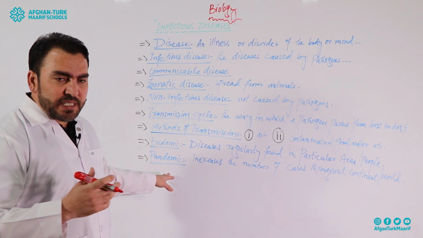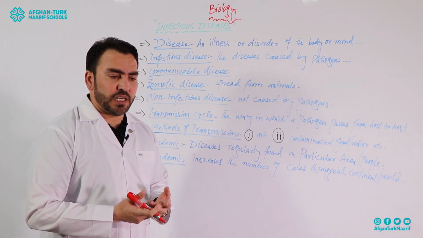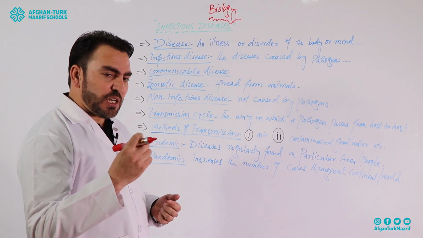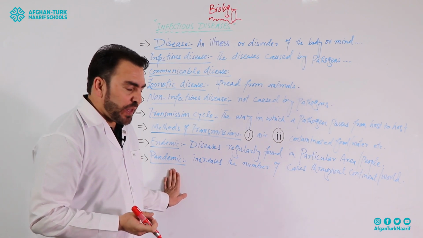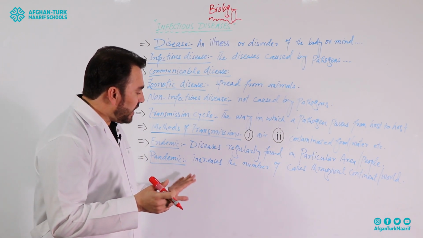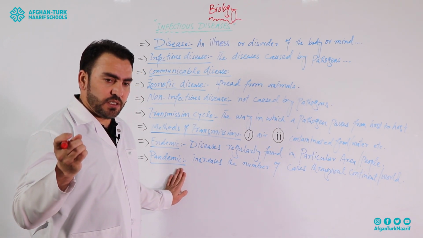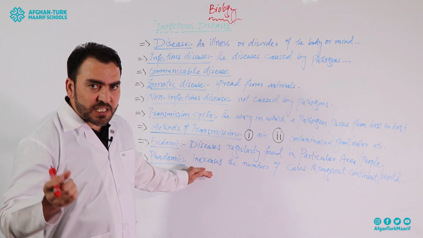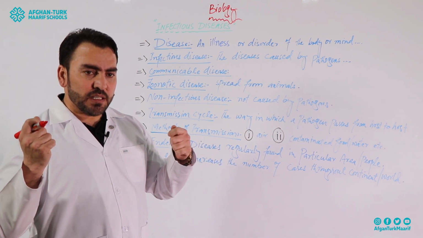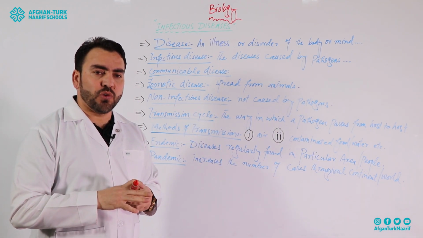But when it was transferred to other countries, and today it is found in more than 80 countries of the world, such diseases then become pandemic. The WHO, the World Health Organization, has announced coronavirus, which is COVID, coronavirus disease 2019, now a pandemic disease because it has increased the number of people affected throughout the world. It has spread to the world.